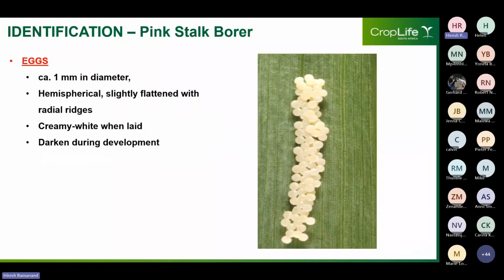Eggs of the pink stalk borer are about 1 millimeter in diameter, hemispherical, and slightly flattened with radial ridges. They are creamy white when laid, but darken as they develop.